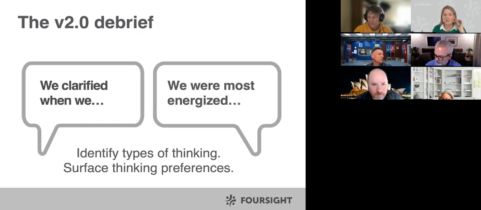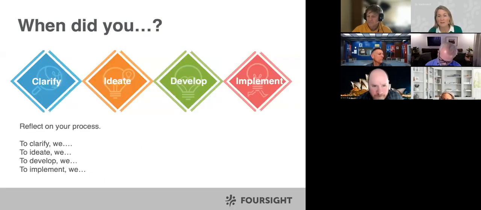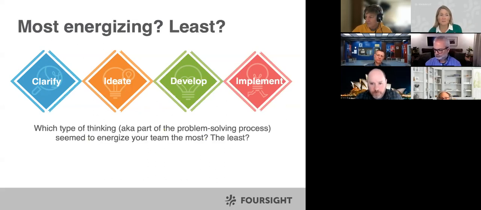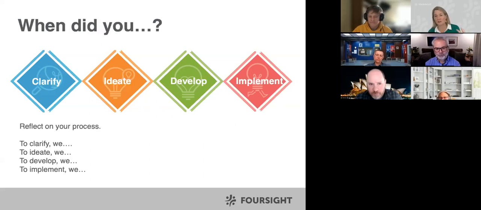And then you go into the question, when was your group most energized? Where did you maybe skip over or lose energy? Specifically, these are the slides that we run. Reflecting on your process, when did you clarify, ideate, develop, and implement? In the slides, as written, we ask people to write that down as an individual reflection, which you can do, and then ask them where they were most energized and least energized. But in the interest of time, if you're running short, you can also just ask this of the group.